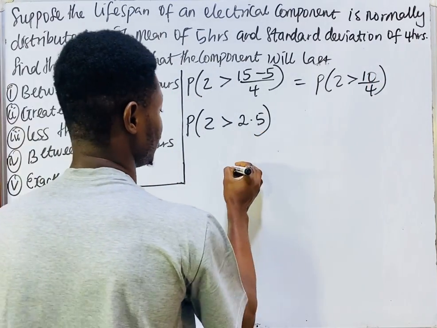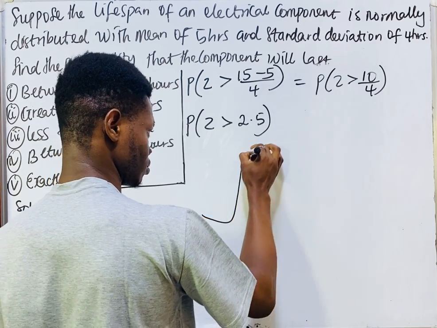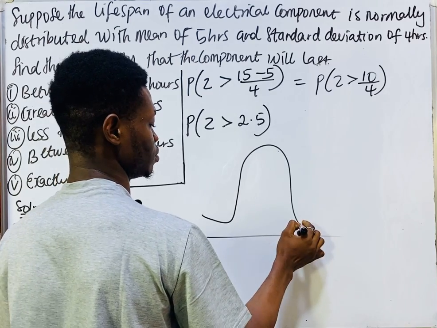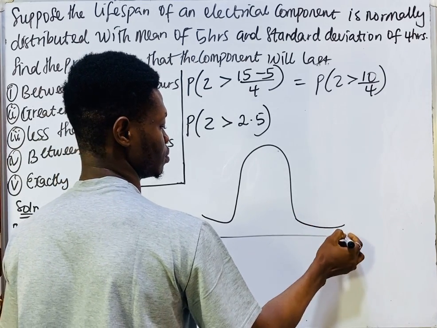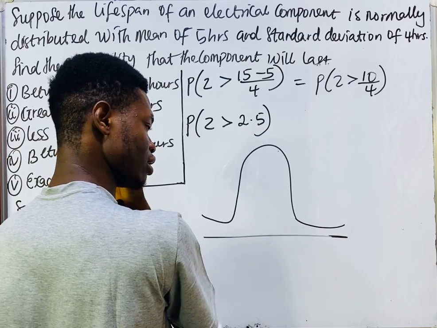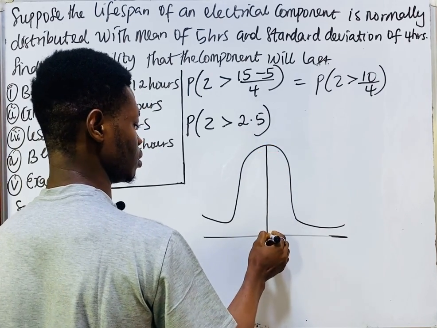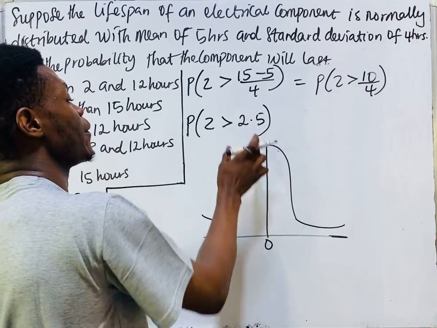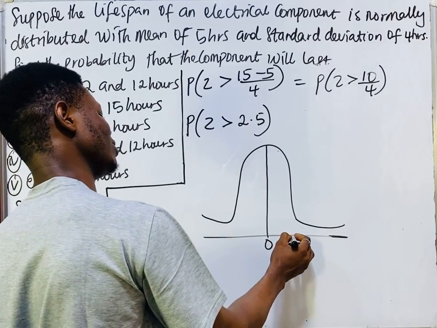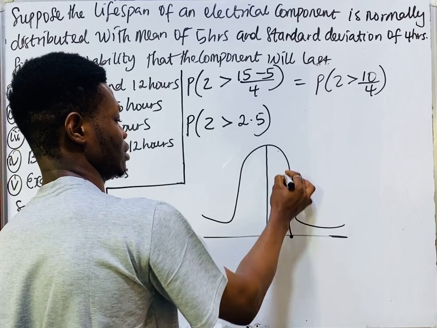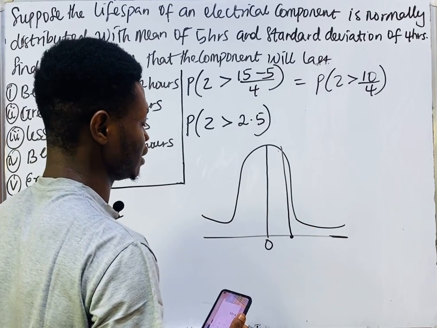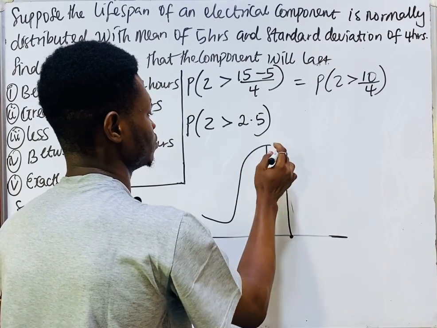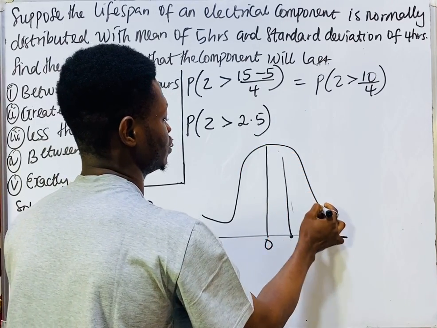So now I'm drawing our curve. Here's our curve, right? This is the origin, right? So we are looking for 2.5. 2.5 is somewhere here, so greater than. This is our curve, right?